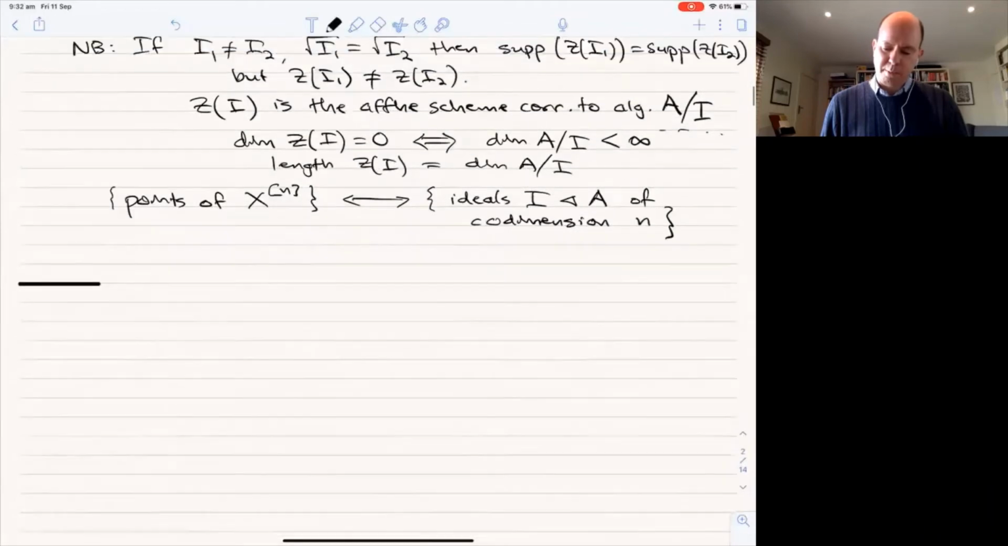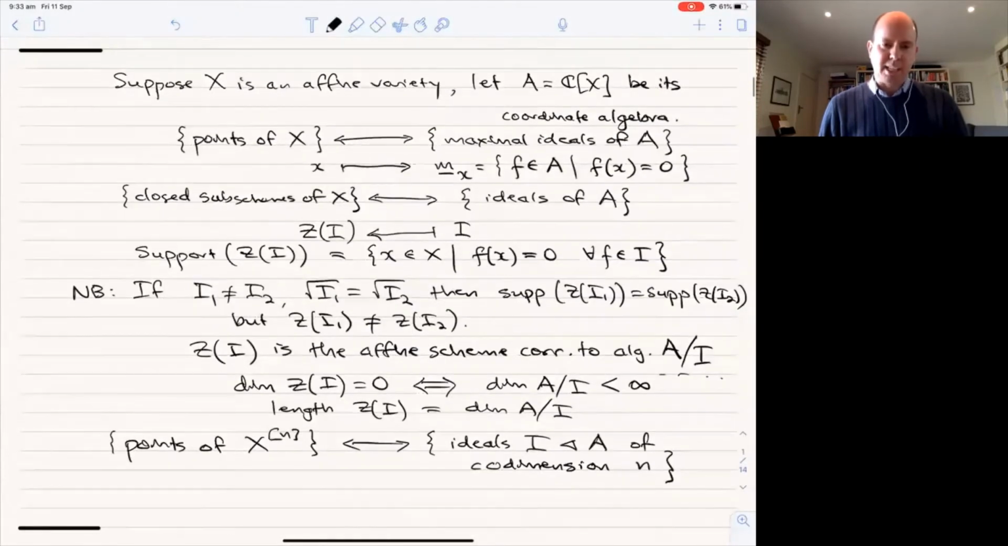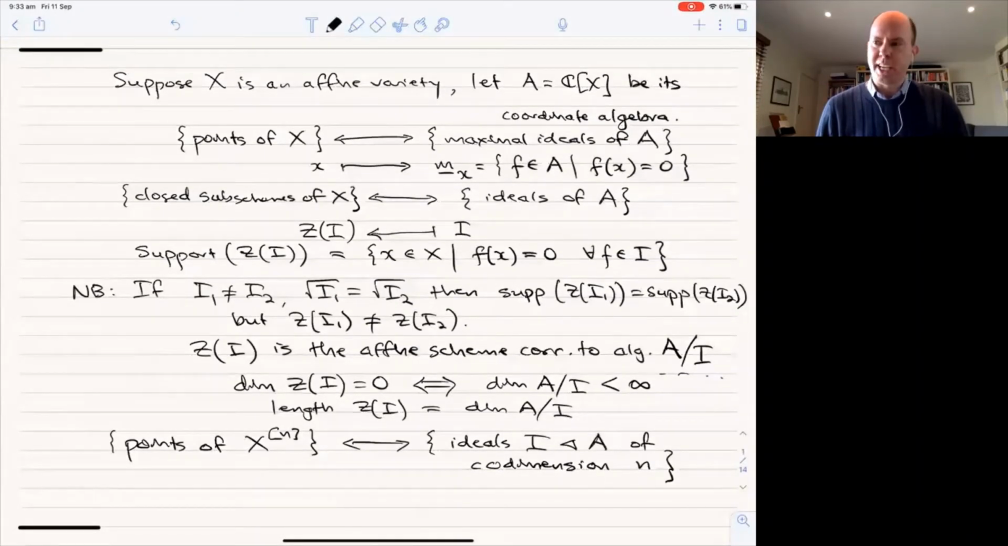Yes, so actually maybe it's worth pointing out, I would much prefer never to say the word scheme. I guess as a young person, I was introduced to algebraic geometry through books that emphasize the context of varieties and linear algebraic groups.